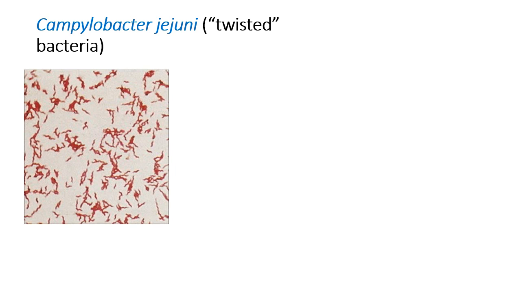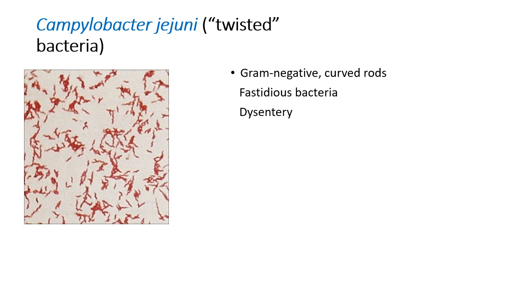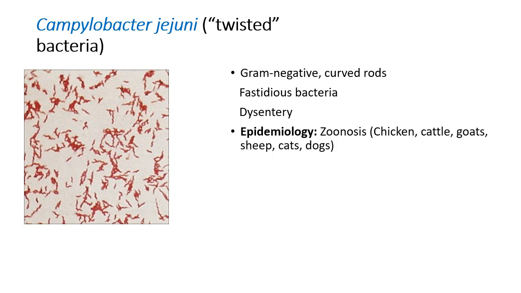Okay, so as I mentioned, the curved bacteria. We talked about Vibrio before. This is Campylobacter, which is another group of twisted bacteria. It's a gram-negative curved rod. They are again fastidious bacteria because they have specific requirements, and they are the same group of bacteria that can also cause dysentery. It's a type of zoonotic infection because it happens in animals or can be acquired through animals, especially contaminated chickens and goats and cattle.